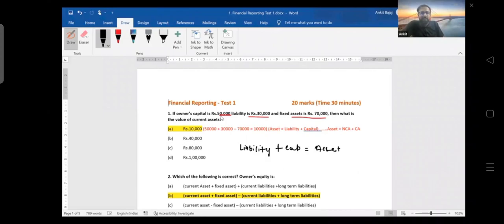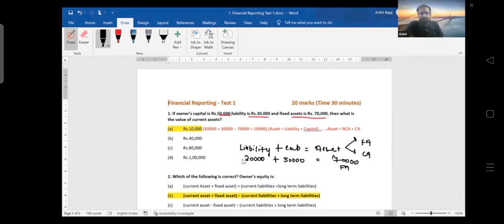So what is the capital amount here? Capital amount is 50,000, right? And what is the total amount of liability? Total amount of liability is 30,000. What is the value of asset? Asset value is 70,000, right? Now what this question is saying here, this is fixed asset, right? Asset includes current asset and fixed asset both. Now the question is asking what is going to be the value of asset?